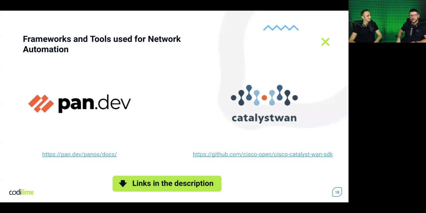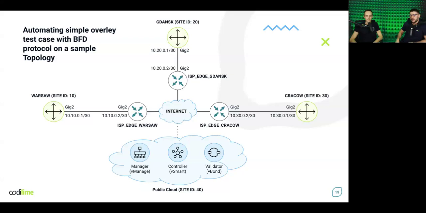But before we move on, let's go through the lab topology. Our setup includes 3 sites: Site 10 in Warsaw, Site 20 in Gdańsk, and Site 30 in Krakow. Each site is connected to the internet through its own ISP edge device. In addition, we have our SD-WAN controllers, vManage, vBond, and vSmart, deployed in the public cloud, which we refer to as Site 40. This setup is not indicative of a production environment, but is constructed specifically for the purpose of this demonstration to show you the capabilities of SD-WAN automation.